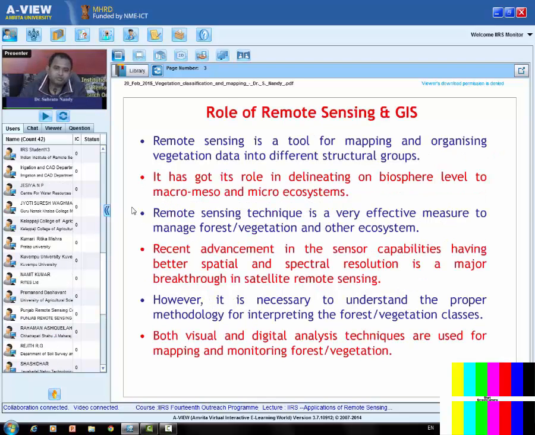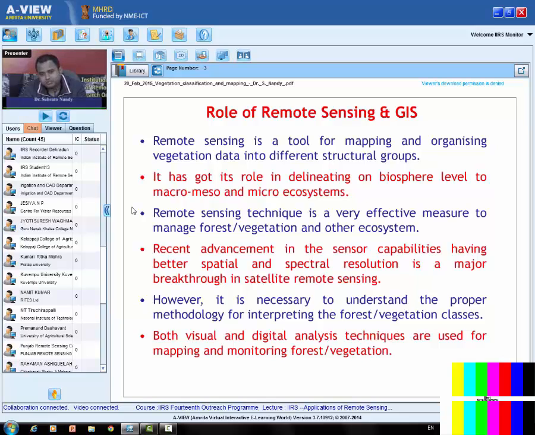Now, what is the role of remote sensing and GIS in mapping? It's a very important tool for mapping and organizing vegetation data into different structural groups. And it is very necessary to understand the proper methodology for interpreting the forest vegetation classes. It's a very effective measure to manage forest and vegetation and other ecosystems. Both the visual and digital analysis techniques are generally used for mapping and monitoring of vegetation. Now, you have to understand the proper methodology for interpreting forest vegetation classes.